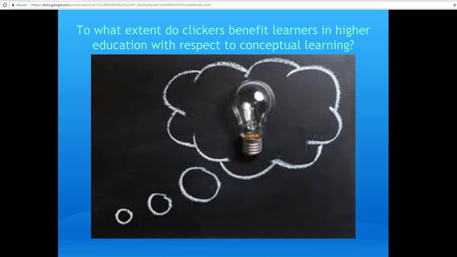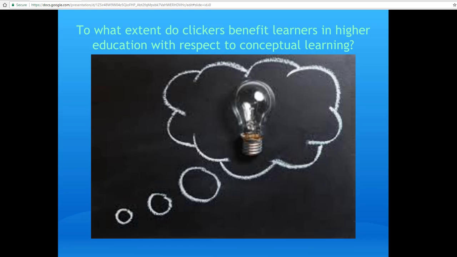The research question that I am posing is, to what extent do clickers benefit learners in higher education with respect to the conceptual learning? I believe this research will give me a student's perspective on the use of clickers in the classroom in regards to their feelings of obtaining a deeper level of understanding on these difficult concepts.